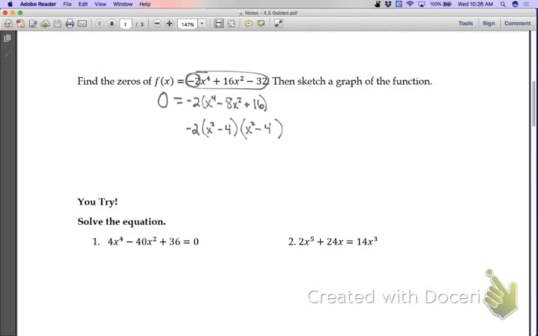Now, it's still that whole completely factoring that we talked about in the beginning part of chapter 4. Can I completely factor x squared minus 4? Yeah? Into what is going to happen with each one? X plus 2, x minus 2, right? And then x plus 2, x minus 2.